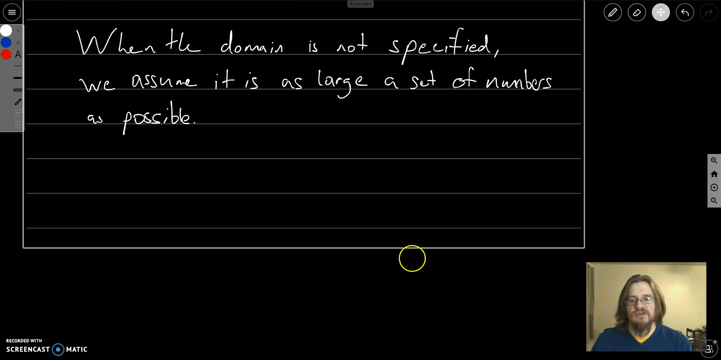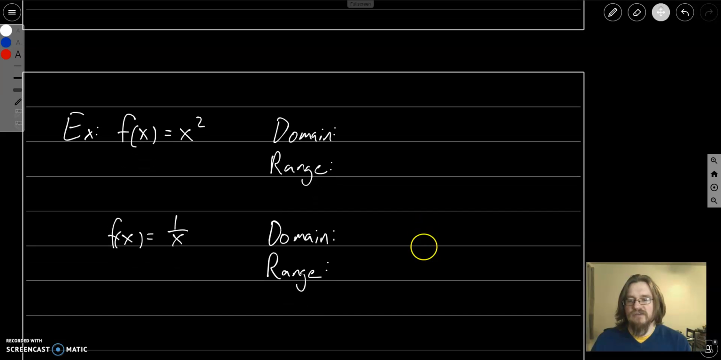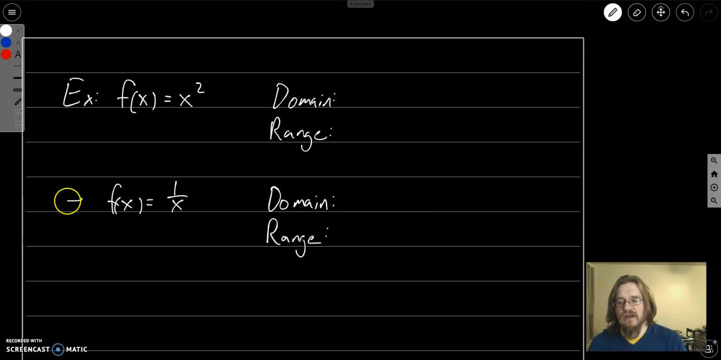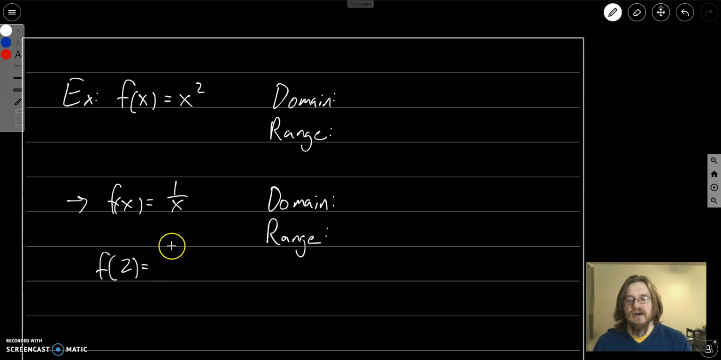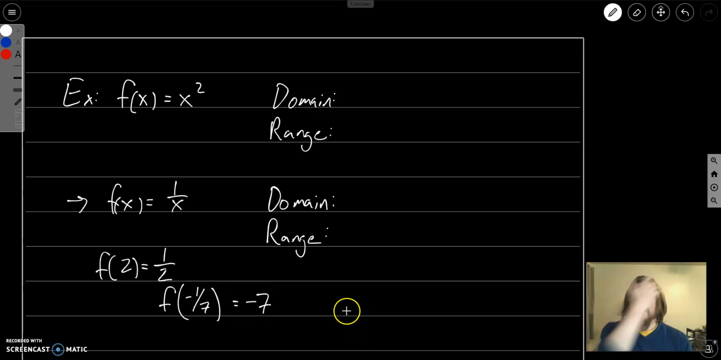Sometimes we're not allowed to plug certain numbers in. So for instance, let's start with the second function down here. Our rule is that we're going to take the reciprocal of whatever number we plug in. So for instance, if I plug a 2 into my function, I'm going to get 1 over 2, so a half. If I were to plug negative 1/7 into my function, I'll get 1 over negative 1/7. And using fractions, we'll see that this is actually negative 7. So we're just plugging in numbers and seeing what we get. The domain here is just going to be all the numbers that we can plug into this function.